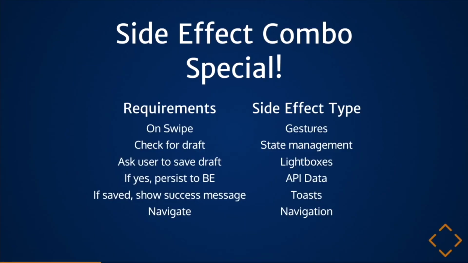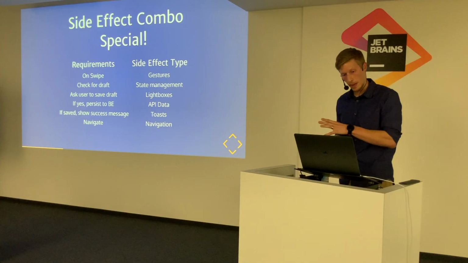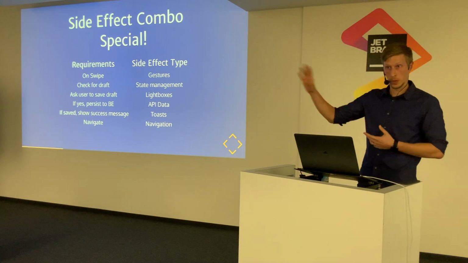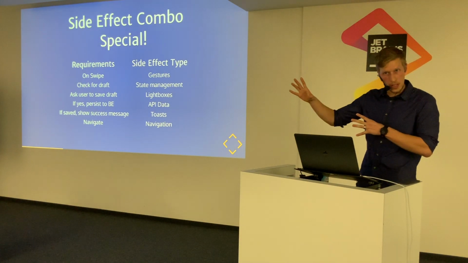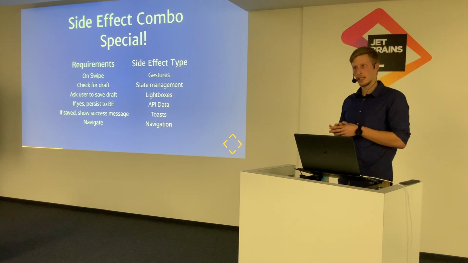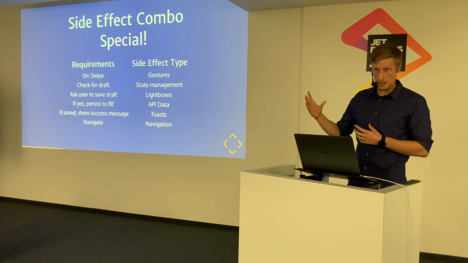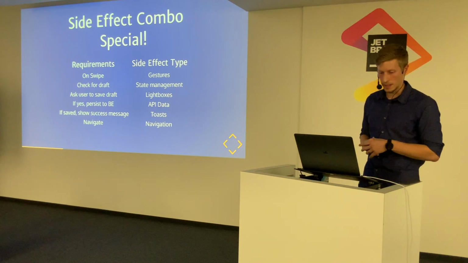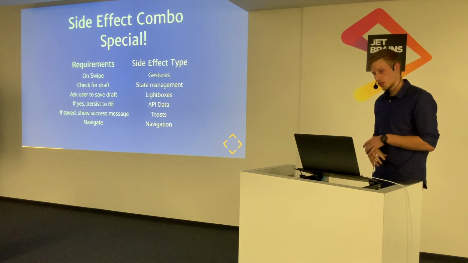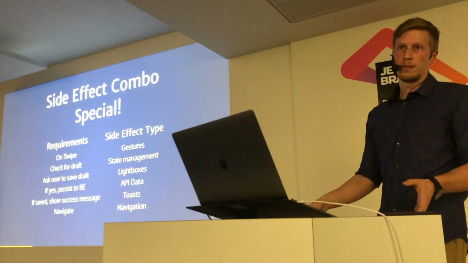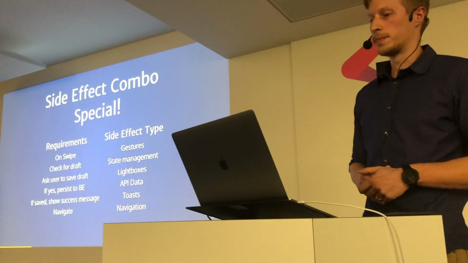So consider one possible requirement. You want to say, when the user swipes, we're going to check for a draft version in our local state for whatever this user is swiping on. Maybe they swipe to go back, I'm sorry. And we want to ask the user if they want to save this draft before going back. And if they said yes, then we want to persist it to the back end. And maybe this request might fail and we need to do something in case the device is offline and that save was not possible at that time. But if it's saved, then we're going to show a success message, and then we're going to finally allow the user to navigate back. Right?